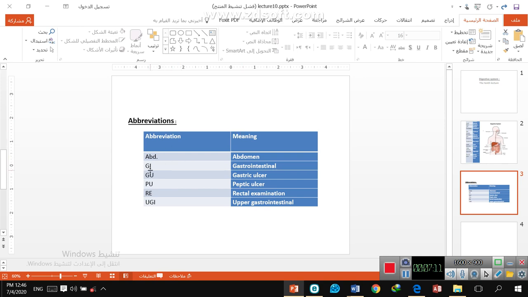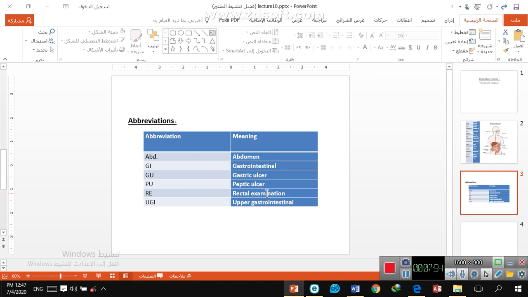Then GI, like gastrointestinal. G stands for gastro and I stands for intestinal. GU, like gastric ulcer. G for gastric and U for ulcer. PU, like peptic ulcer. P for peptic and U for ulcer. RE, like rectal examination. R stands for rectal and E stands for examination. UGI: U stands for upper, G for gastro, and I for intestinal.